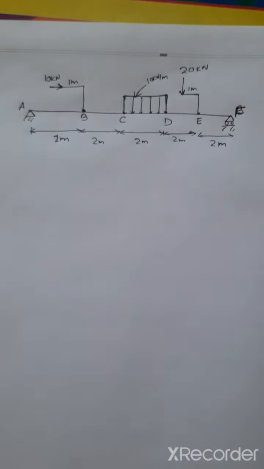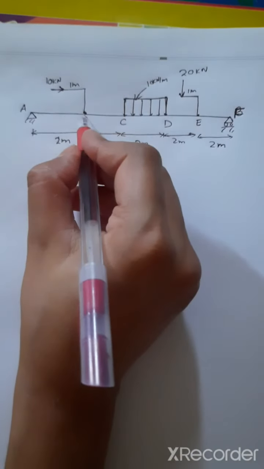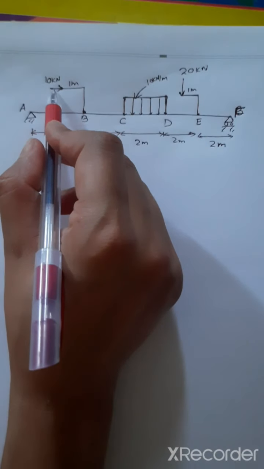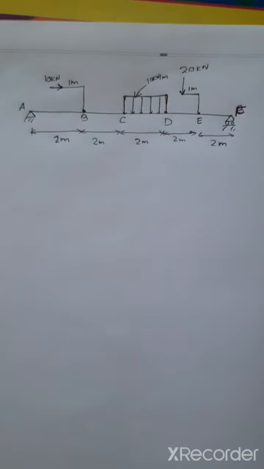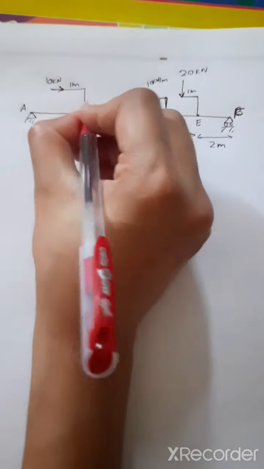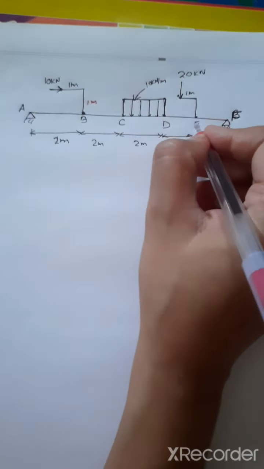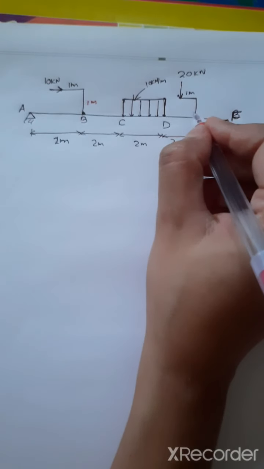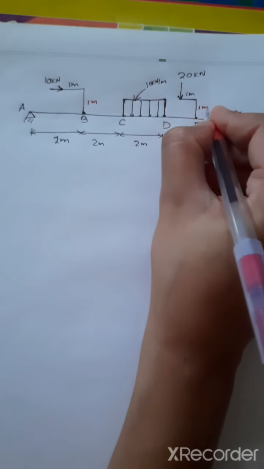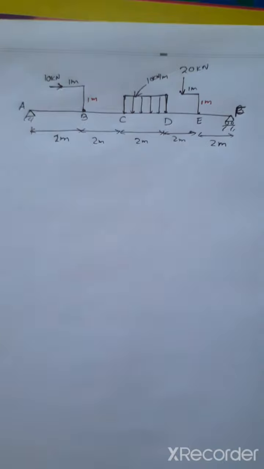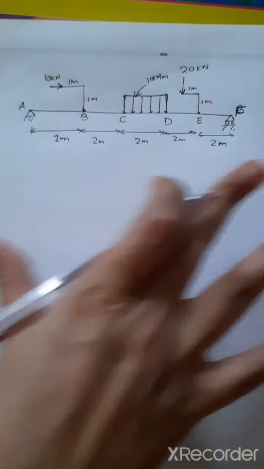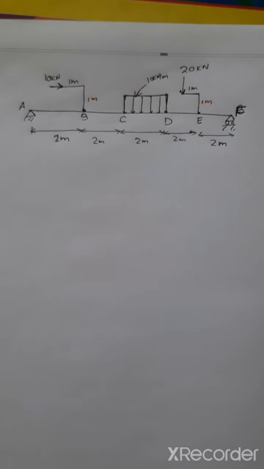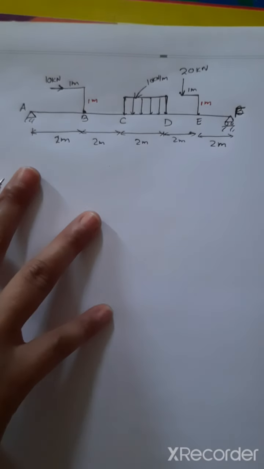Okay, and at point B there is a load which is 10 kilonewton, which is 1 meter apart, and this is also 1 meter. Okay, here at point E there is 20 kilonewton located at this point. So we have to calculate the reaction acting at this beam. First we will draw the free body diagram.